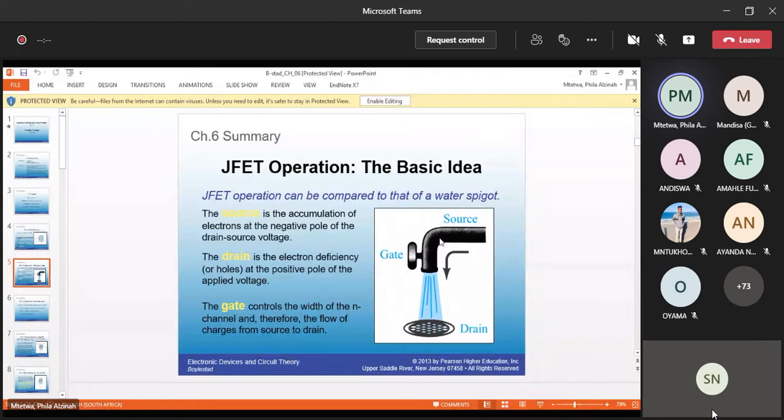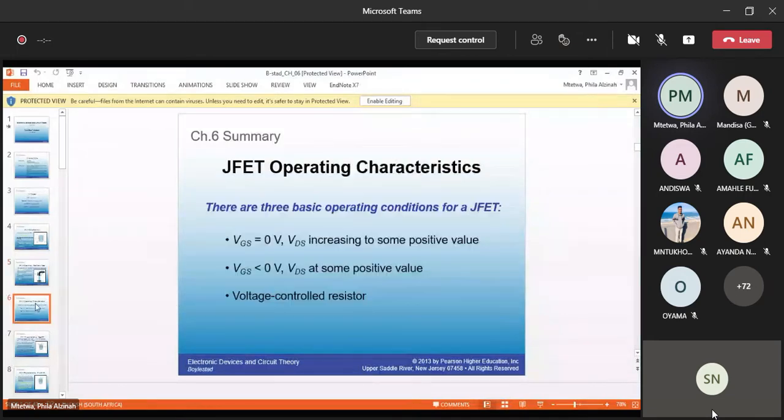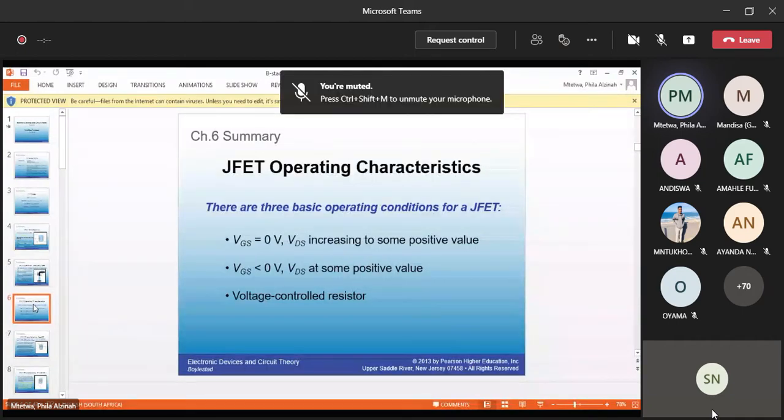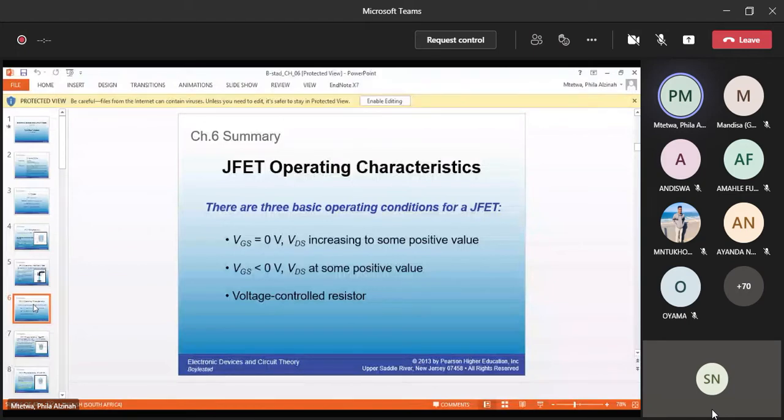JFET operating characteristics. There are 3 basic operating conditions for a JFET. Your VGS is 0, your gate source voltage is 0, whilst VDS increases to some positive value. VGS less than 0, VDS at some positive value, voltage controlled resistor. So your initial working condition is that your VGS is 0. Like for instance, for your BJTs, if I may compare it, you know that for a BJT to function, you need to have a volt drop of 0.7 across the base emitter diode.